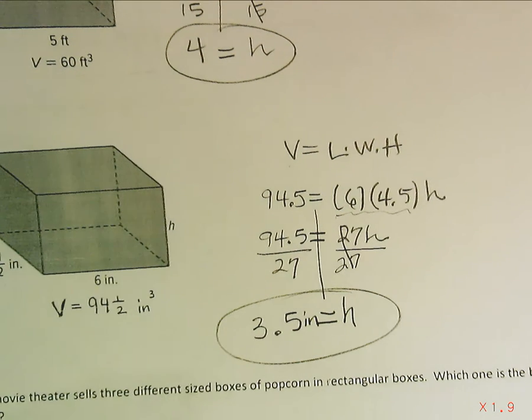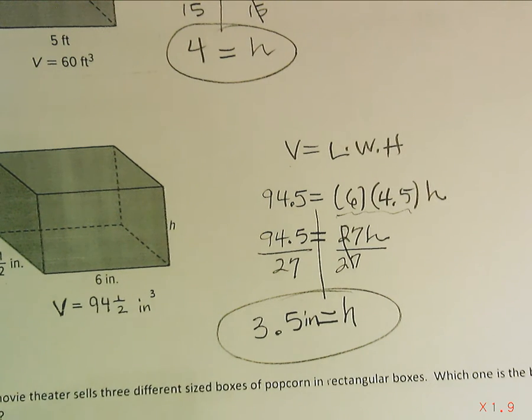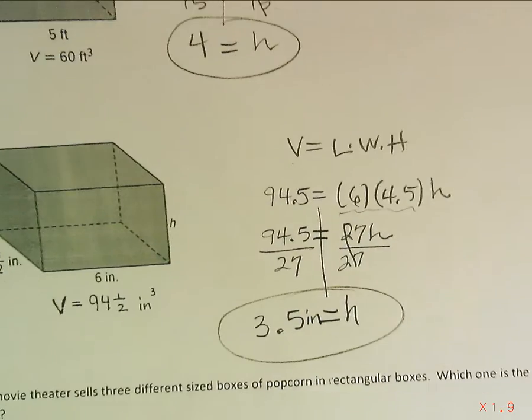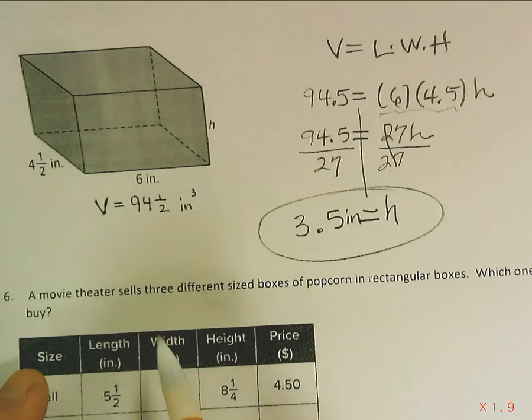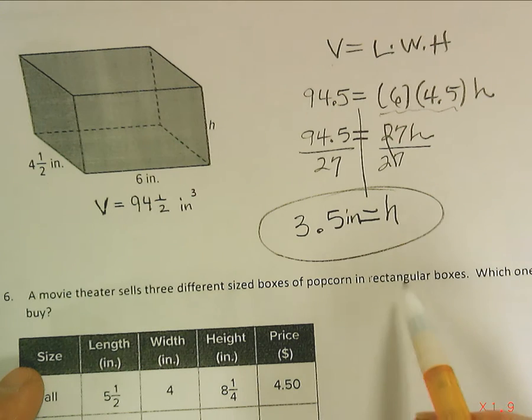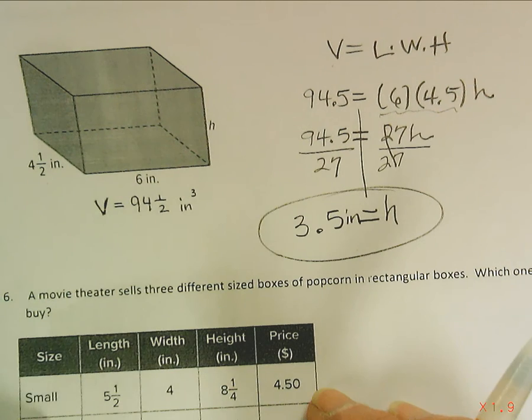Okay, questions on that one? On how we set it up, how we solved it? All right, number 6, last problem. A movie theater sells 3 different size boxes of popcorn in rectangular boxes. Which one is the best buy?